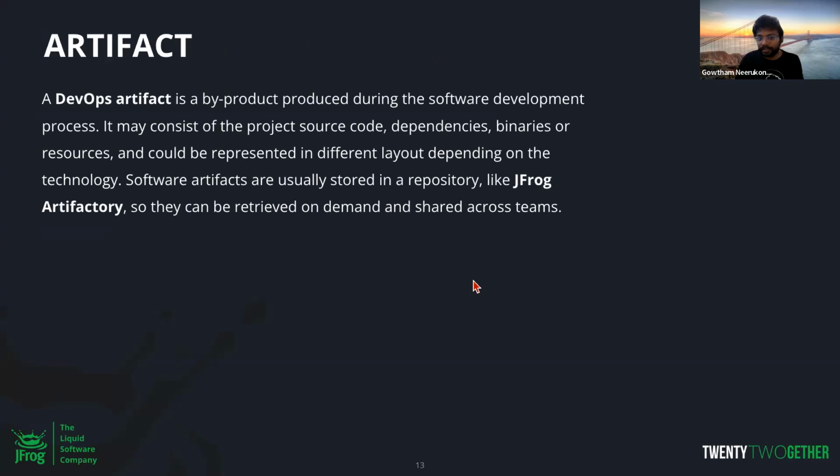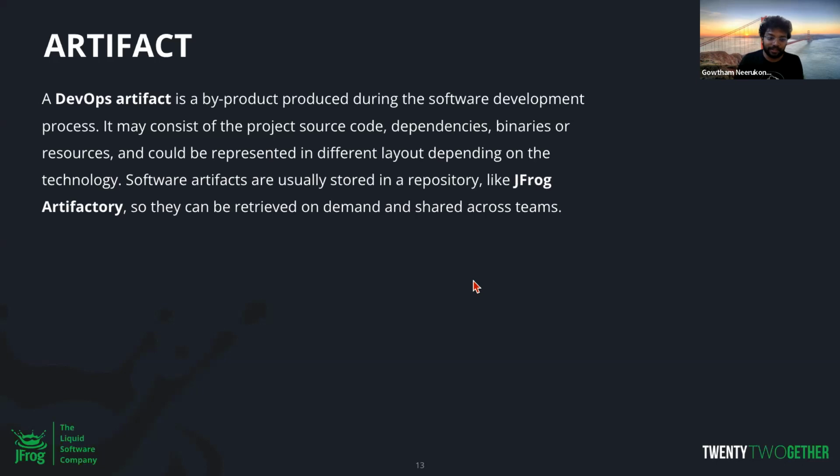It's kind of like an umbrella term for all of the byproducts that are associated with your software development process. It can be an executable, a source code, a dependency, or a binary, or any other resource associated with a given software application can be called an artifact.